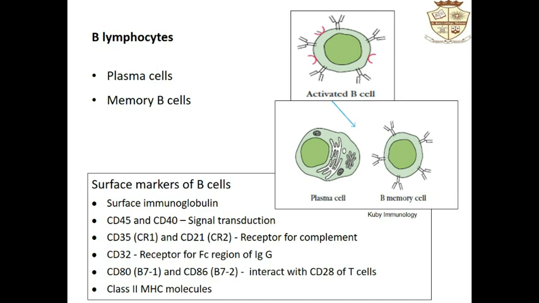What are the surface markers present in B cell? They are the surface immunoglobulin, CD45 and CD40, which function in signal transduction, CD35 and CD21, which function as a receptor for complement, CD32, which is a receptor for the immunoglobulin molecule IgG, CD80 and CD86, which interact with the CD28 of T lymphocytes, and there are class 2 MHC molecules also.